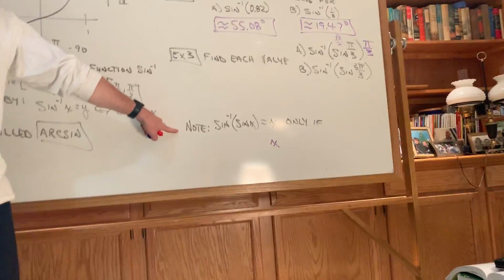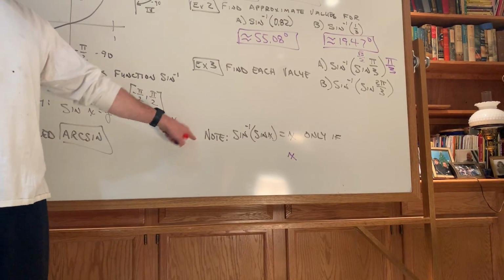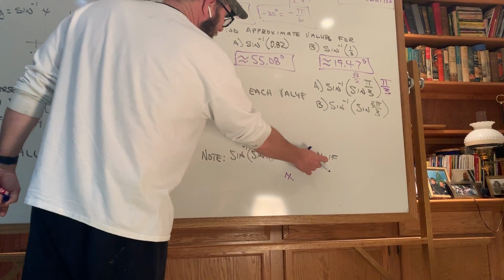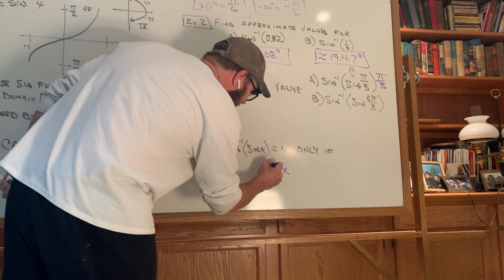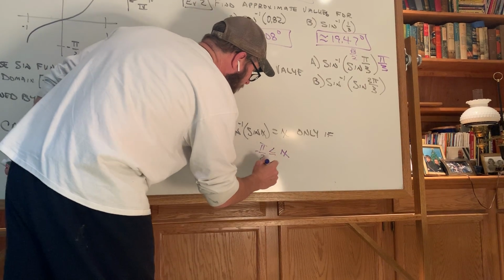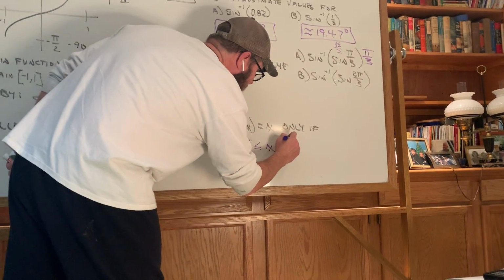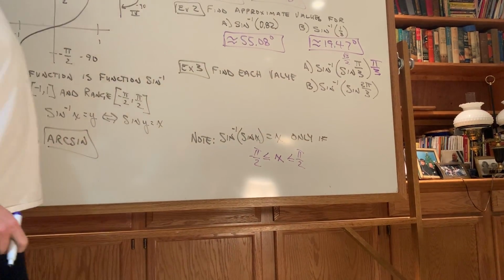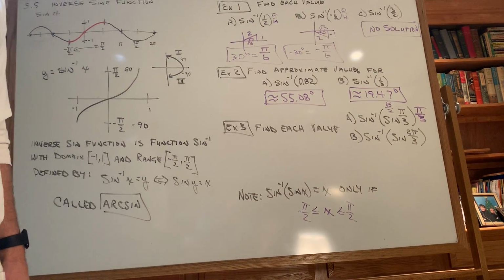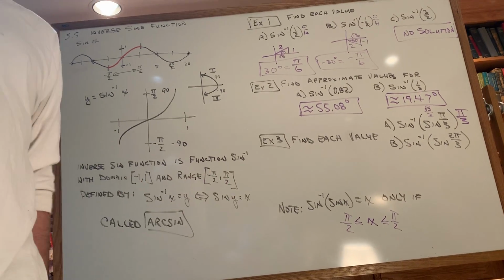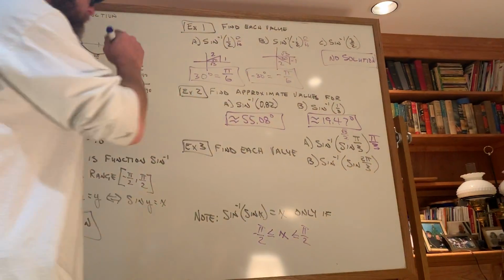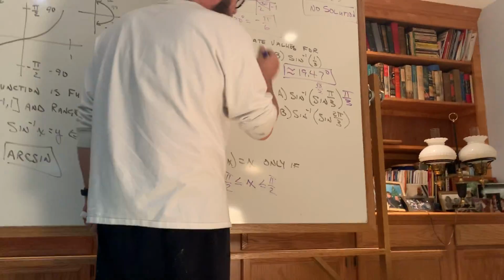So here's the note down here, right? Please note that the inverse sine of the sine of x equals x only if x is greater than or equal to minus pi over 2 and less than or equal to pi over 2. 2 pi over 3 is greater than half pi. So that means that I have to do some work now. All right, are you ready to do some work? Let's do some work. So let's take a look here.